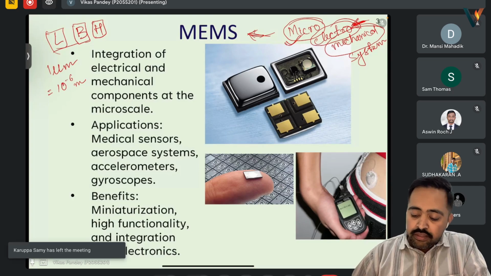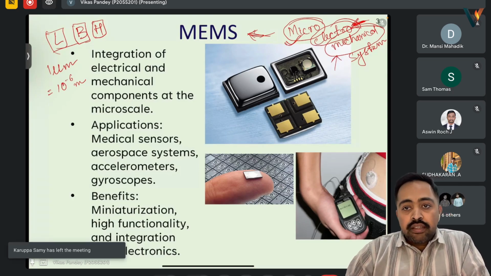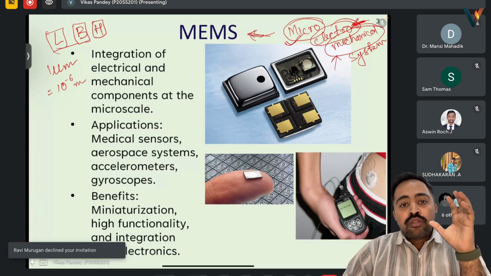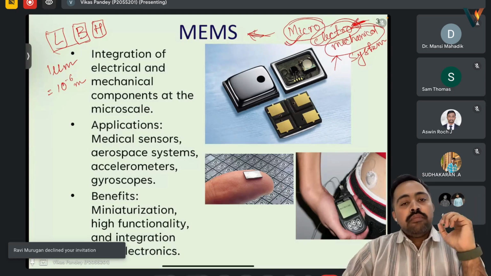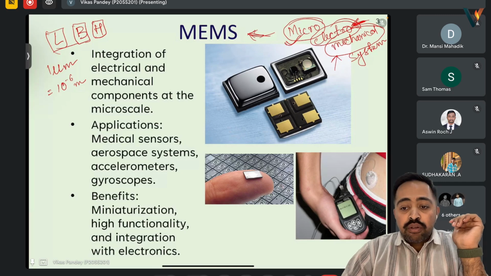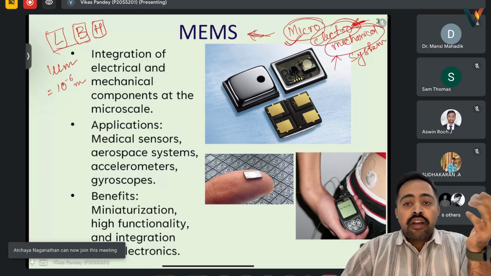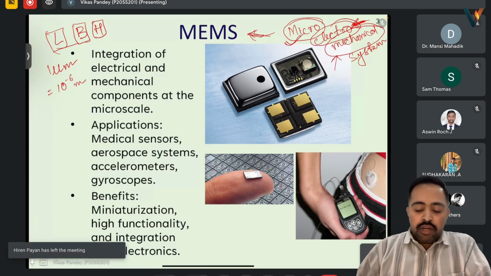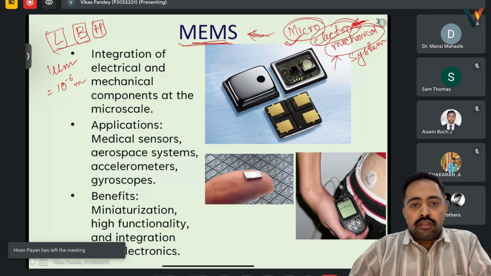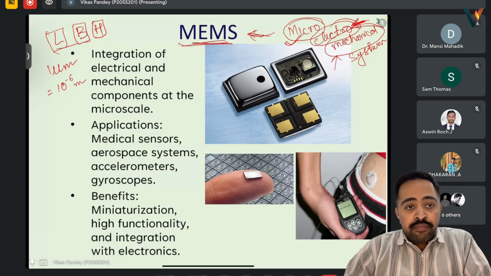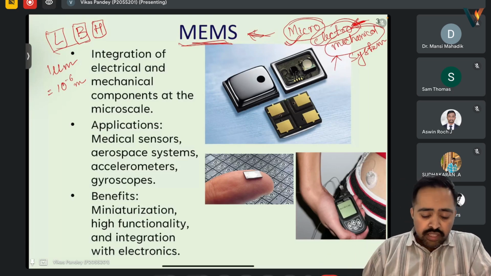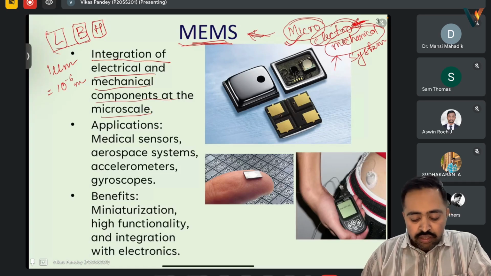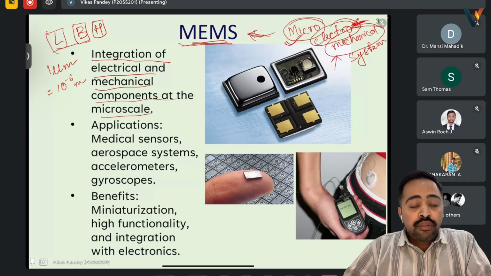And then the third component is mechanical. That means there are physical moving parts. So a system that has dimensions in the range of micrometers and has electrical as well as mechanical systems is considered part of MEMS, or micro electromechanical systems. We can define it as the integration of electrical and mechanical components at the micro scale level.